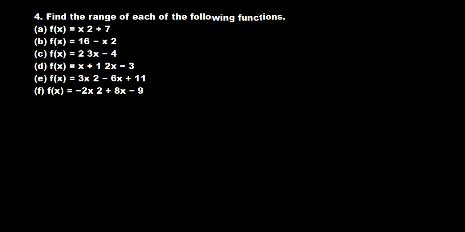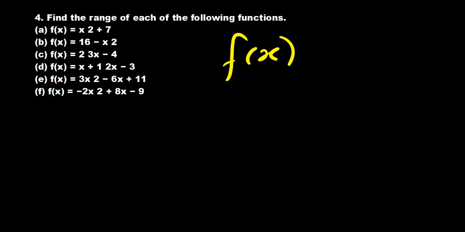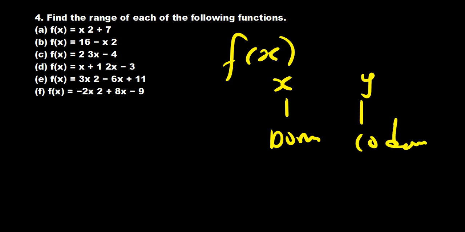Find the range of each of the following functions. The range refers to all the possible values of f of x, or your y, your output. Like we said last time, your x values are your input, which is the domain. Your y values we call the codomain, but if every x value has a y value, it is called the range. So I'm trying to find the range of each of these functions.